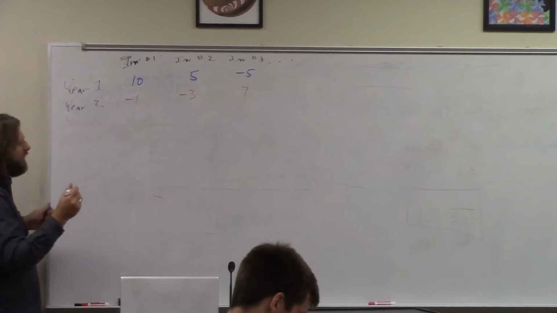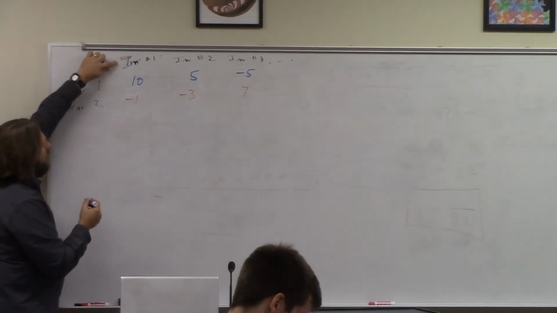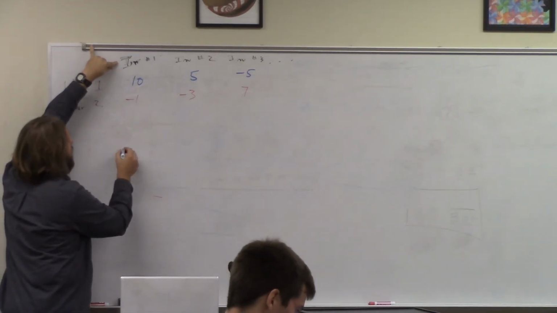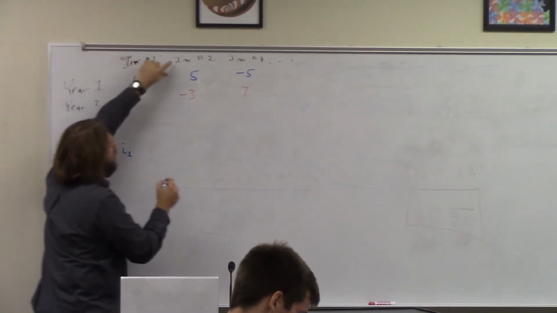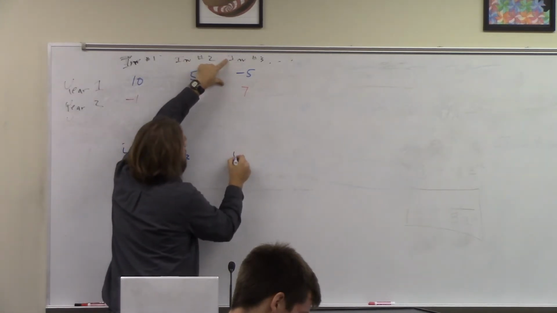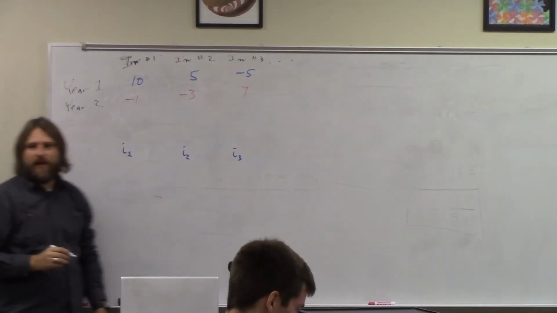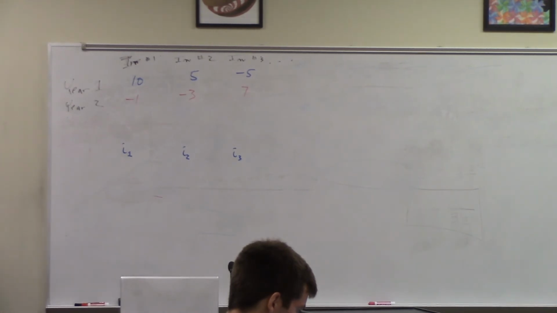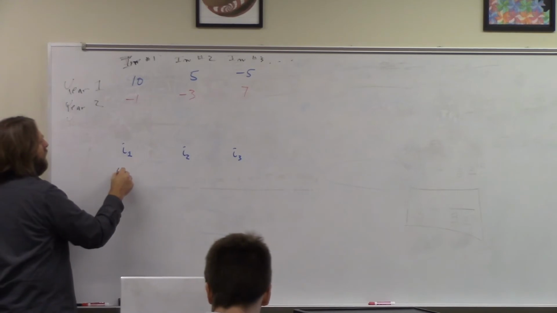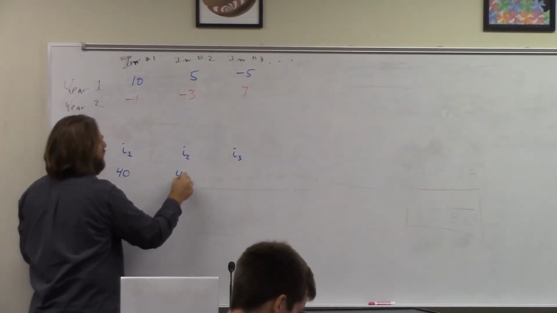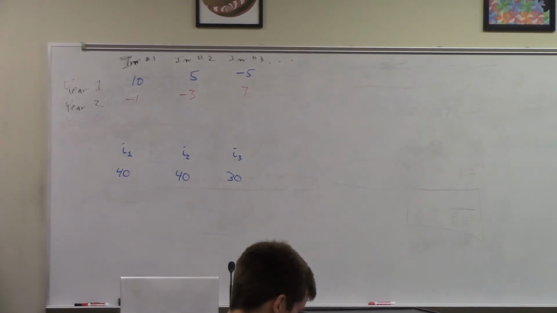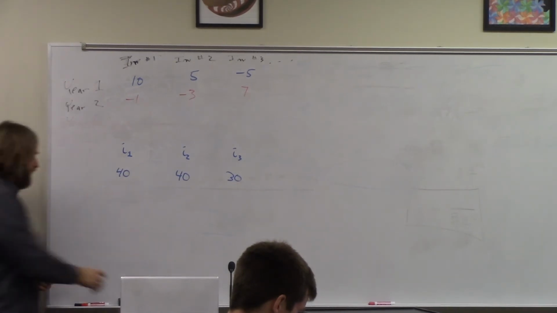So we're going to have 3 variables. The percent to invest in the first, I'll call that I1, the percent to invest in the second, which is I2, and the percent to invest in stock 3, which is I3 right here. So let's say I decide to do 40% in these 2, which leaves me 20% in this one right here.